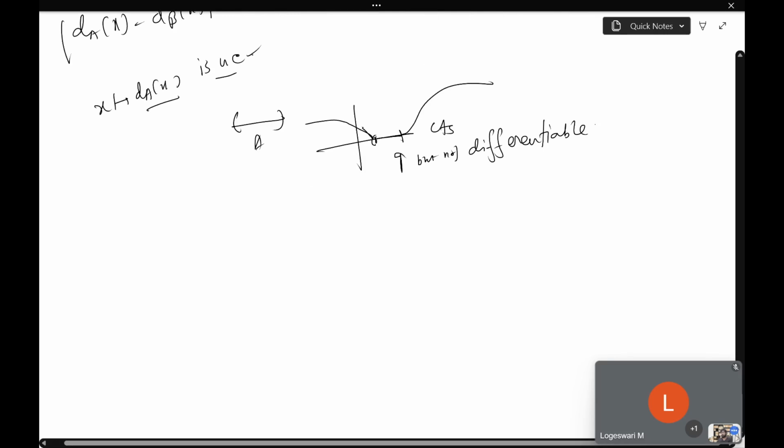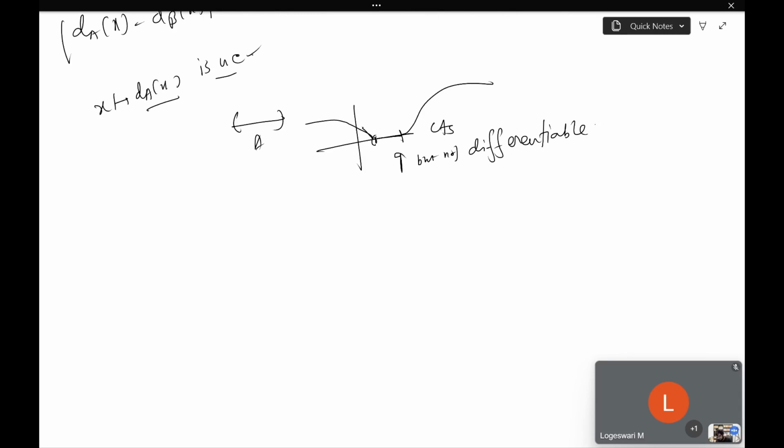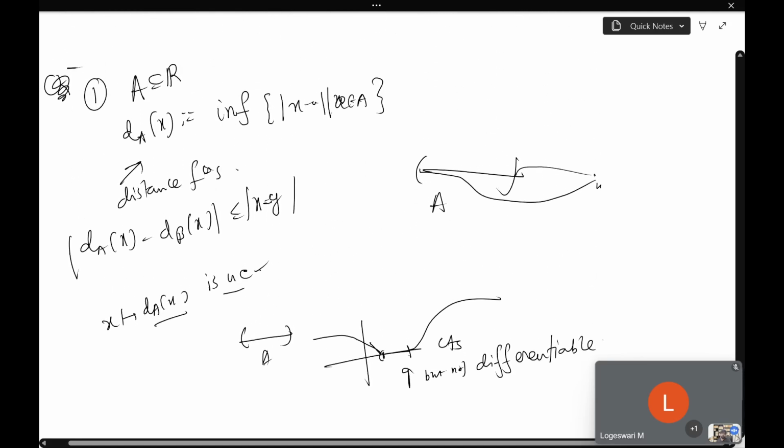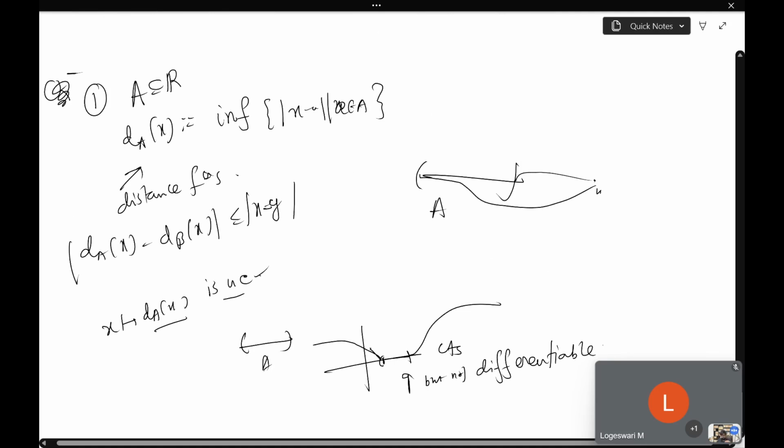Then let's see. Okay, then let's solve some problems. There is no more theory left. Please let me know, do you have any confusion or doubts in this distance function section? Please let me know. I shall wait for 2-3 minutes.